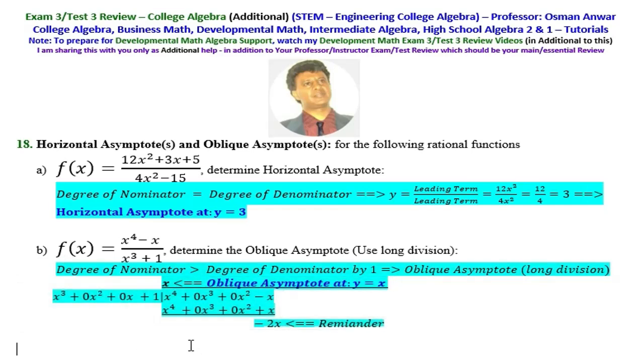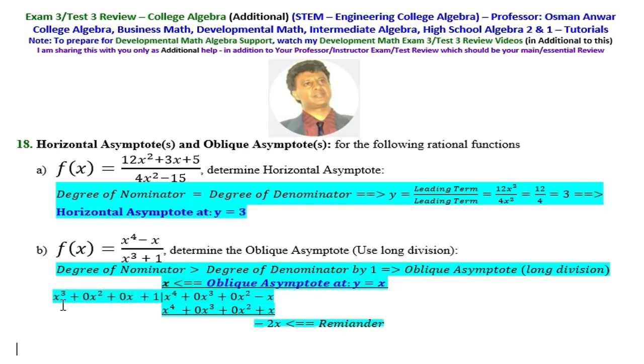So here it is. x to the 4 minus x, write it as x to the 4 plus 0x cubed plus 0x squared minus x. These are two zeros. Then write x cubed plus 1 as x cubed plus 0x squared plus 0x plus 1. Then divide x to the 4 by x cubed, that gives you x.